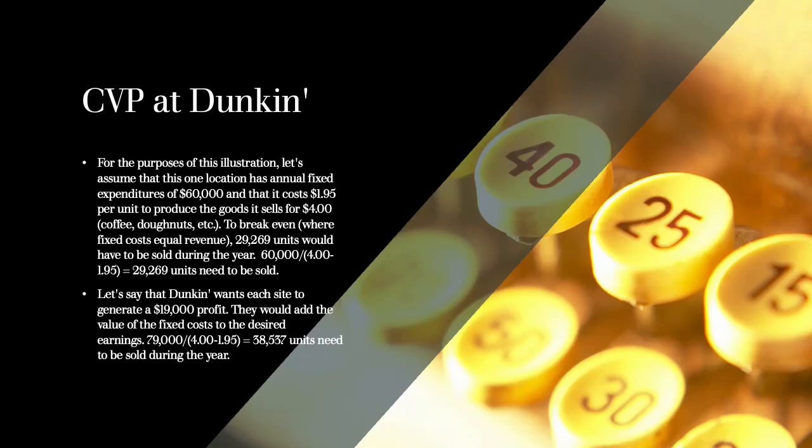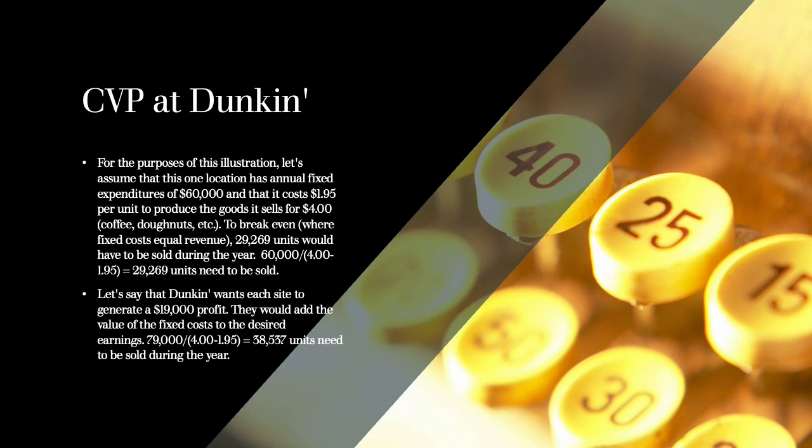For the purposes of this illustration, let's assume that this one location has annual fixed expenditures of $60,000 and that it costs $1.95 per unit to produce the goods it sells for $4: coffee, donuts, etc. To break even, where fixed costs equal contribution margin, 29,269 units would have to be sold during the year. Here's the equation right here. You would divide fixed costs by the contribution margin, which would be the sale price of one unit minus the cost of goods sold per one unit.